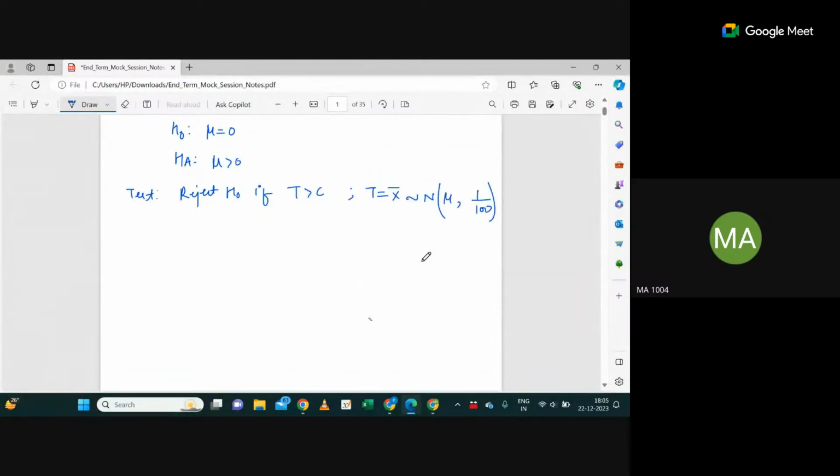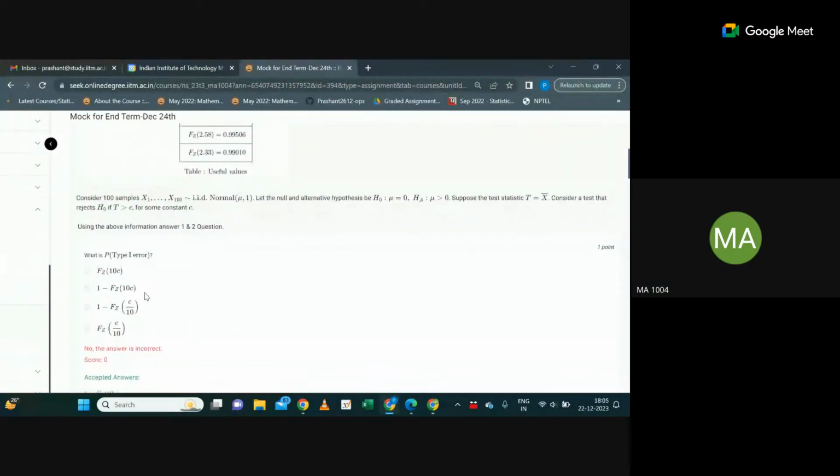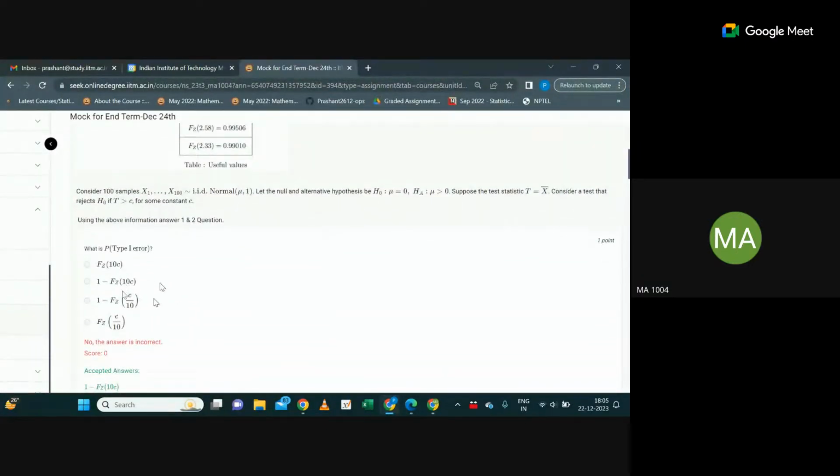Do let me know if at any point you are not getting things. So what is the very first question? It is asking about the type 1 error. If you see, the question is in terms of c, right? Values are not given to you. You have to find the probability of type 1 error in terms of c. This kind of question you can expect in your end term exam. It's an important kind of question. You can expect that some sample will be given to you and accordingly you have to find the answer, maybe with a hint.